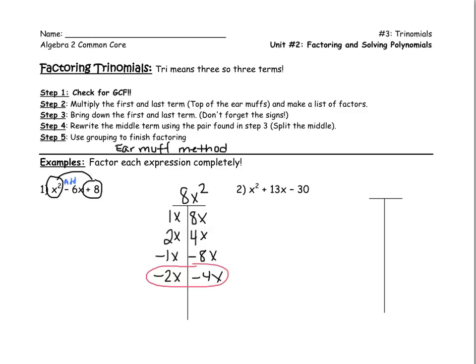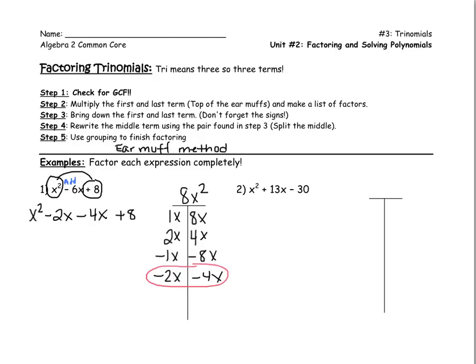So, what we are going to do now is bring down the first term and then bring down the last term. And we're going to fill the middle with this pair that adds to the middle term. So it doesn't matter the order. You could put negative 2x first or negative 4x. I'm going to just put it in the way that I see it. So negative 2x minus 4x.